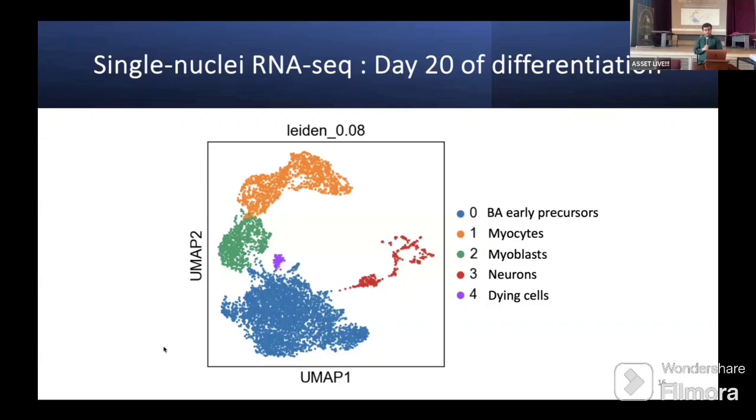And what we can observe is that we have a very big cluster here, cluster number 0, which is composed of brown adipocyte early precursors that most likely express fibroblast genes. We also have maybe almost half of the organoids composed of cells from the muscle lineage. And we have some small clusters, cluster number 4, which is dying cells, and cluster number 3, which is neurons.